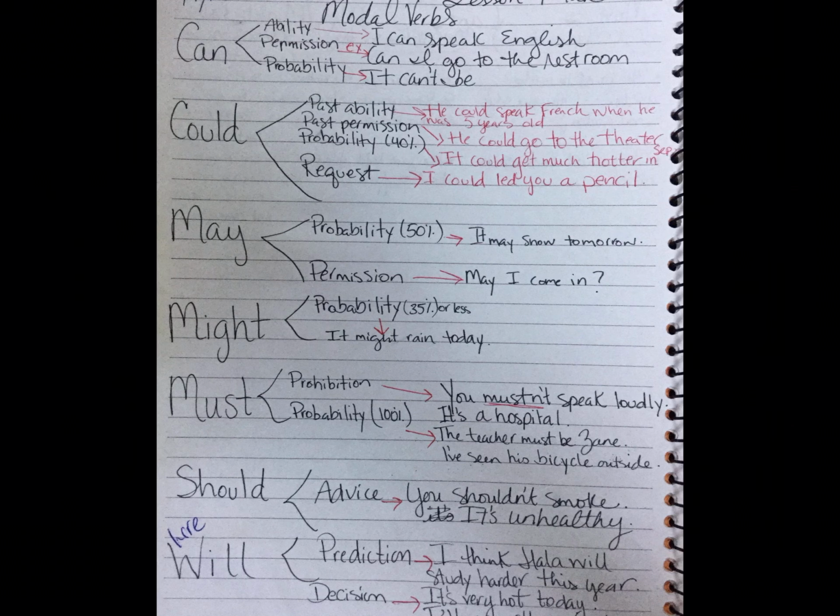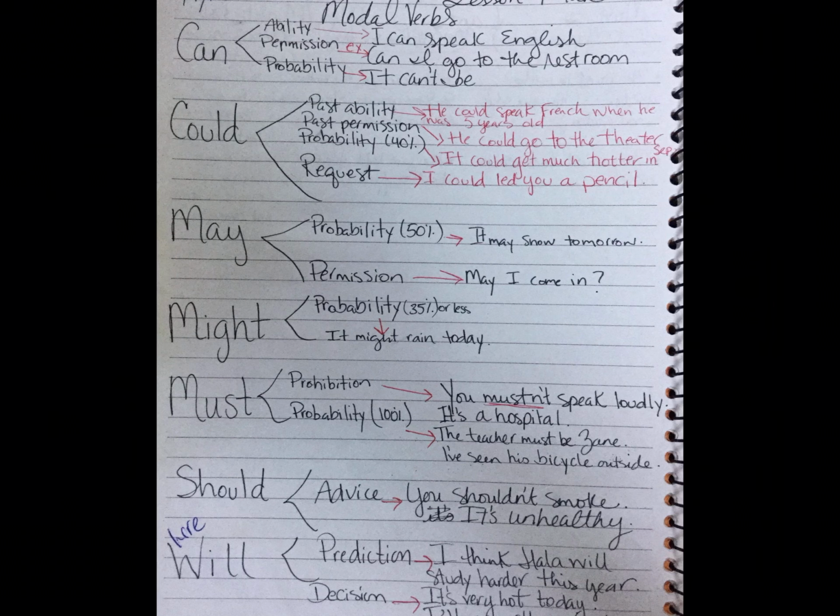Might, probability, as we said, 35% or less. It might rain today. Must, we use it for prohibition and probability, 100%. So, you mustn't speak loudly. It's a hospital.